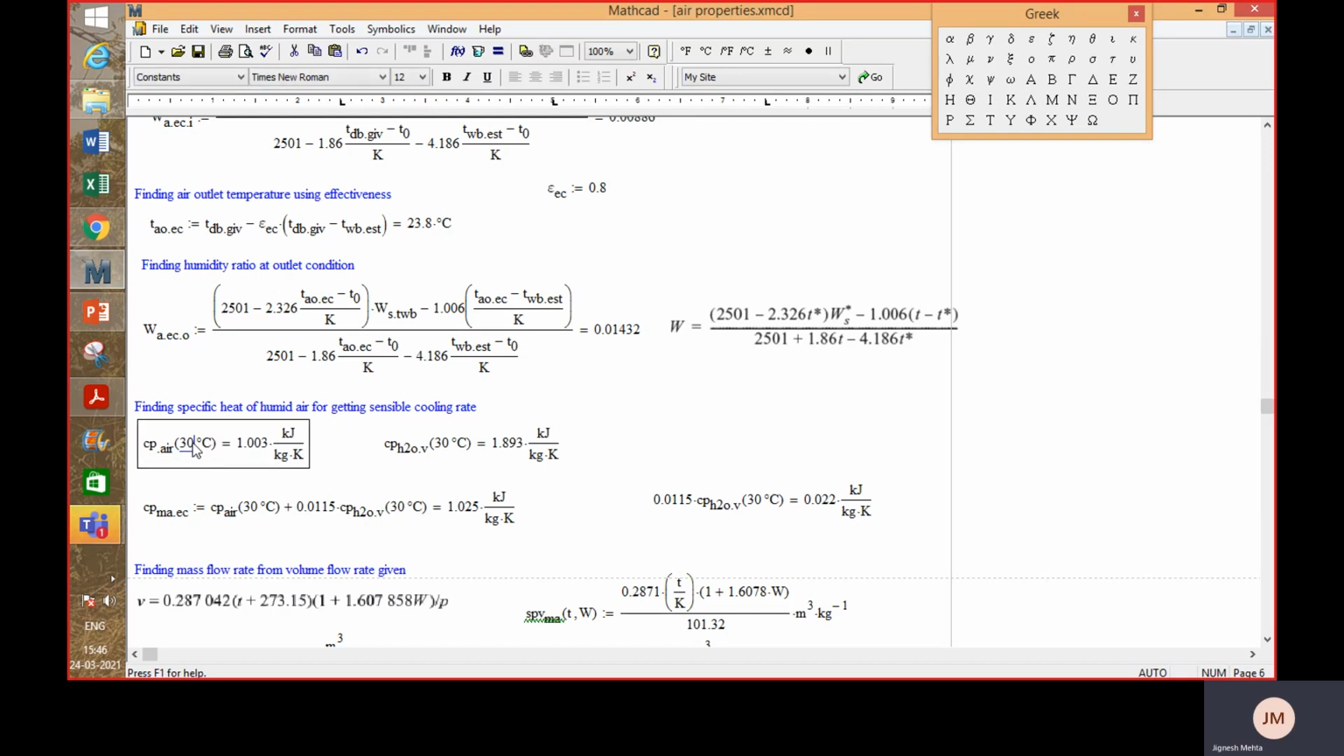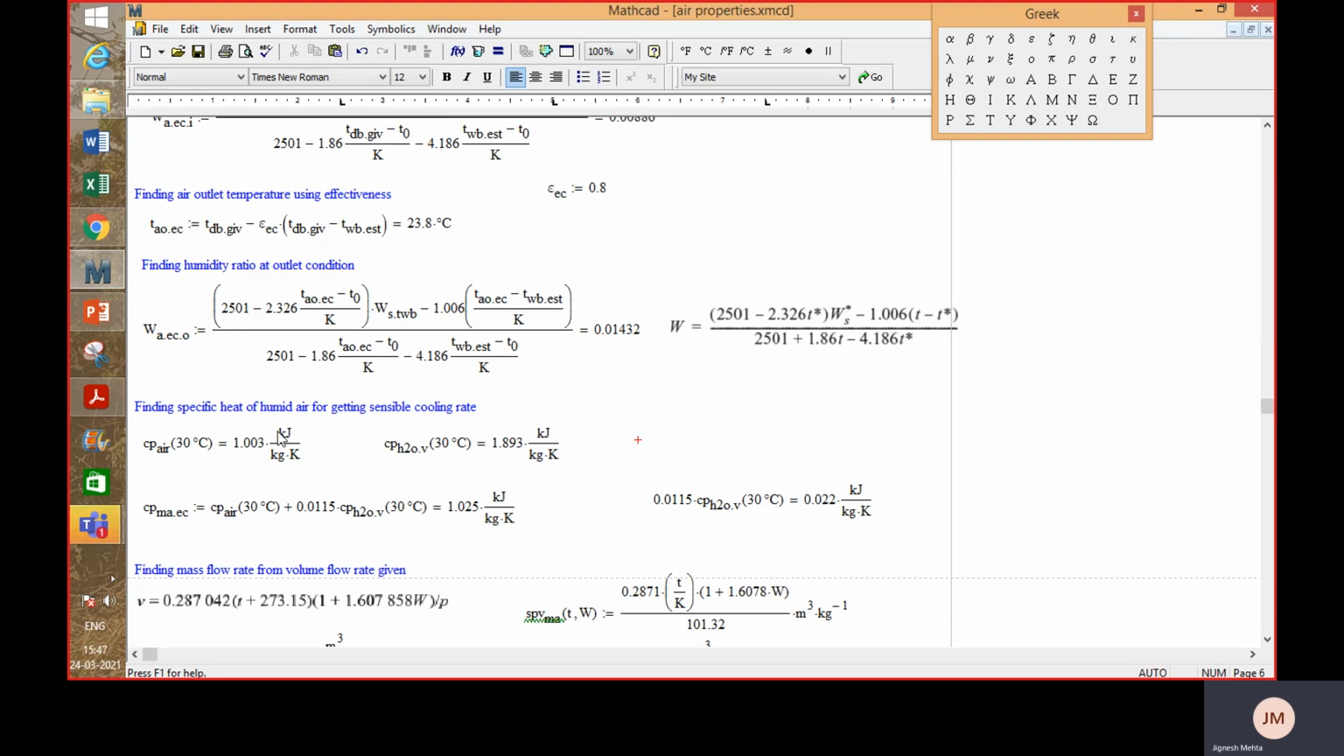Now why have I taken 30 degrees Celsius? It is a temperature somewhere between 37, the entry temperature, and the exit temperature 23.8. So roughly at 30, the average temperature, it is found. Water vapor Cp at 30 degrees Celsius is 1.893.